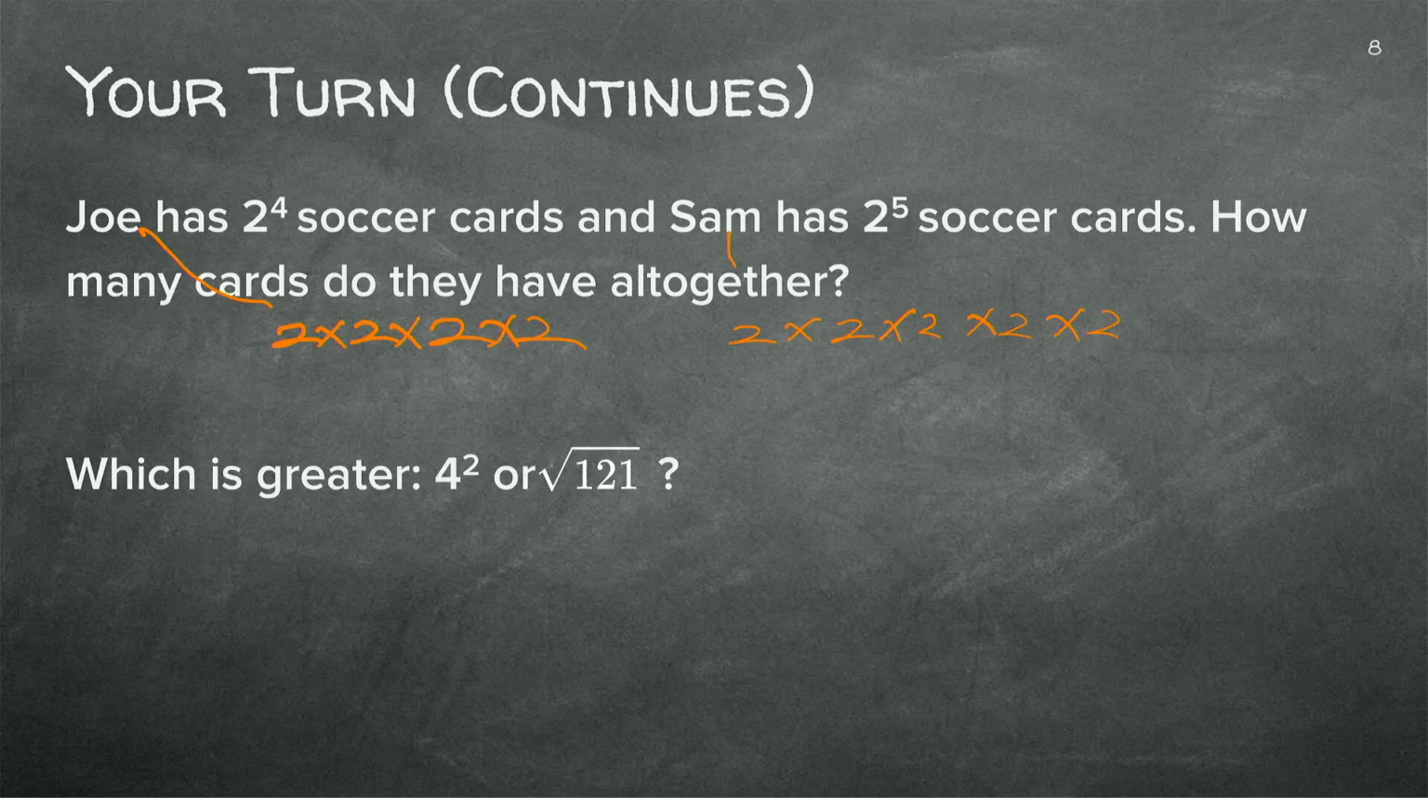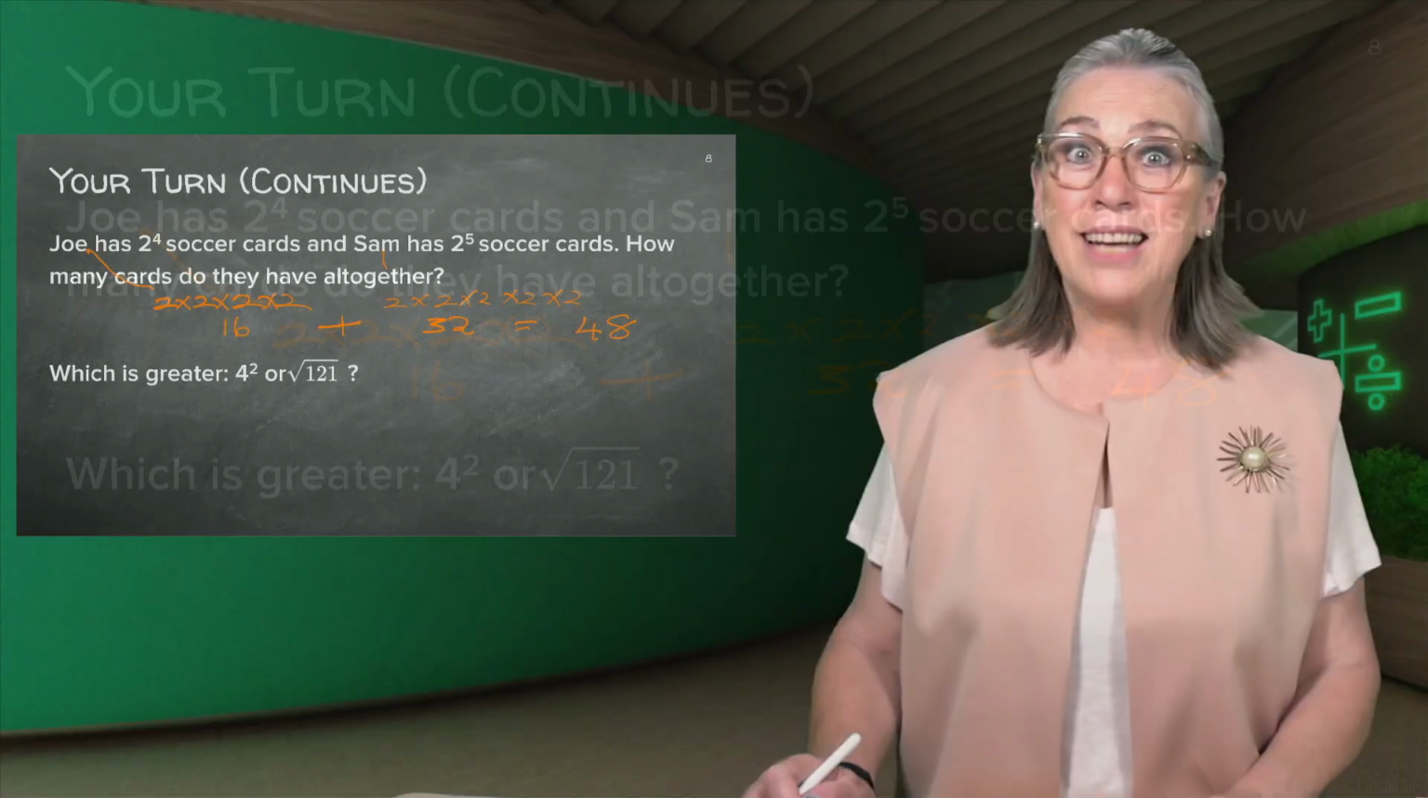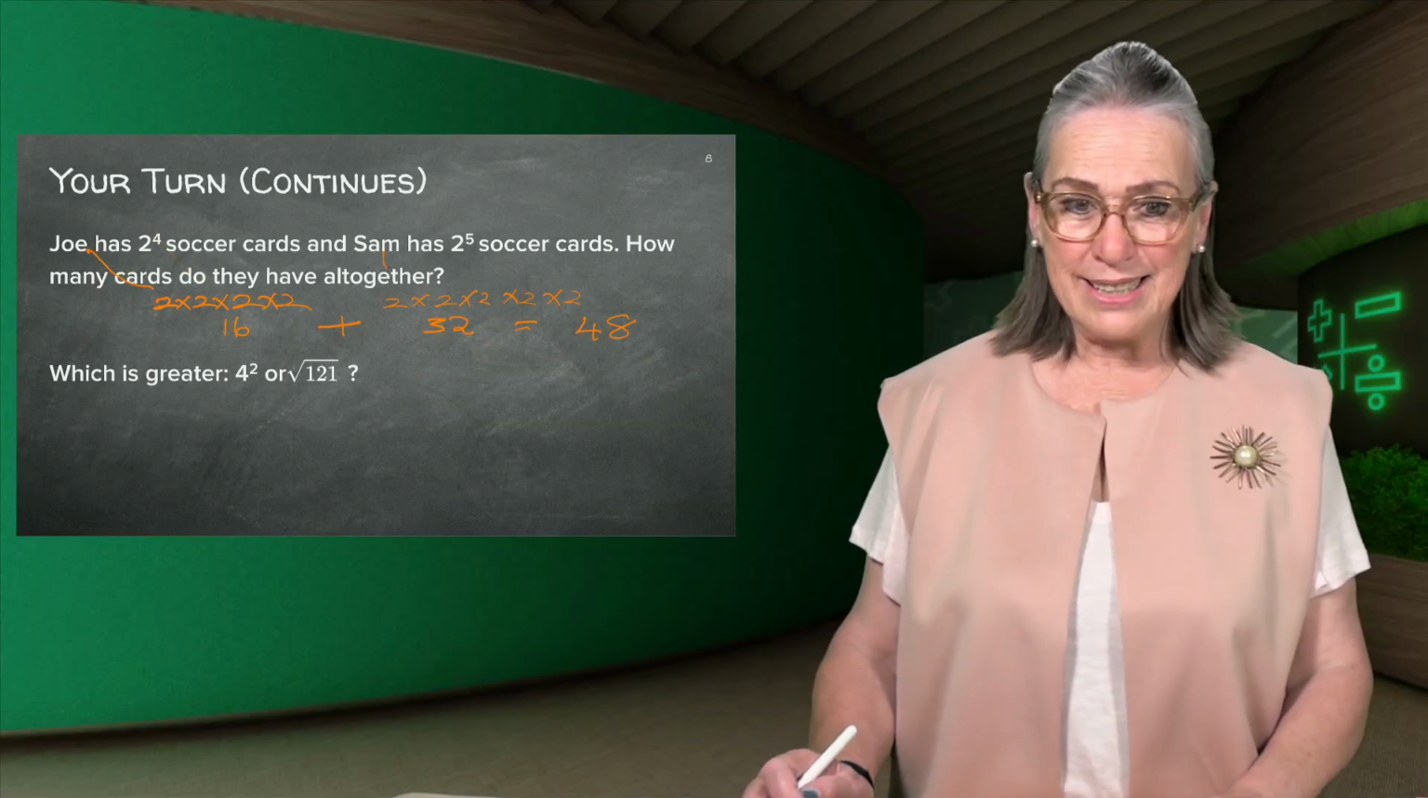2 times 2 is 4, times 2 is 6. No, 8 times 2 is 16. I heard that. Thank you for correcting me. And this one is 2 times 2 is the same as this. We just add another 2. So that's going to mean 32. So we add this together and they have 48 cards together. Congratulations if you got this one right.